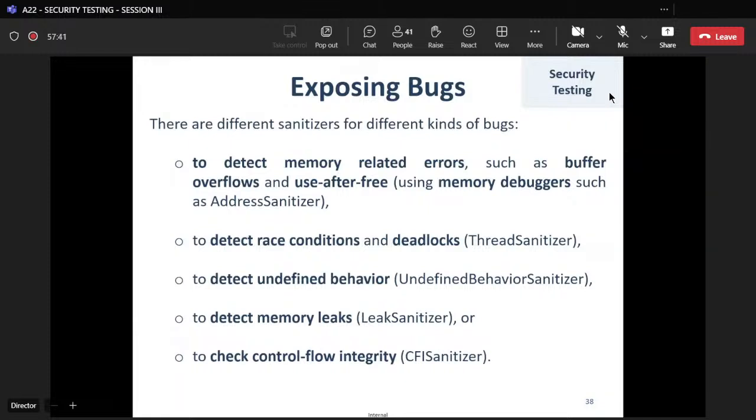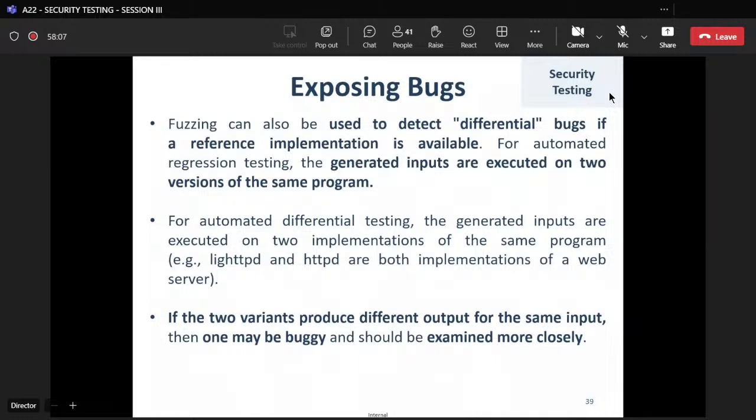Sometimes a resource will be waiting for another resource, and it'll be a deadlock situation where the application goes into a hung status, or sometimes it'll be undefined behavior, or memory leaks, or control flow integrity. So there are many different types of bugs that can be identified from fuzz testing. They'll be trying to detect many differential bugs, through automated differential testing that provides various inputs and executes them on two different implementations of the same program.